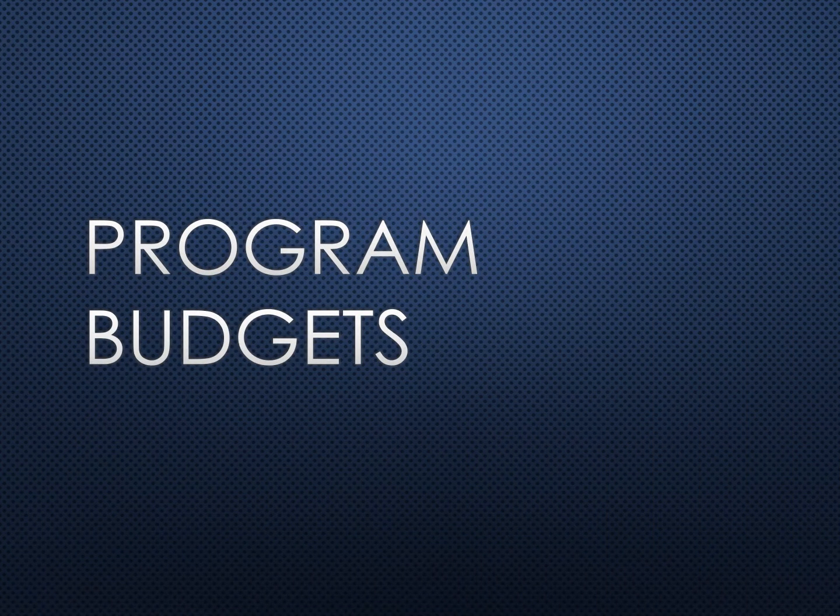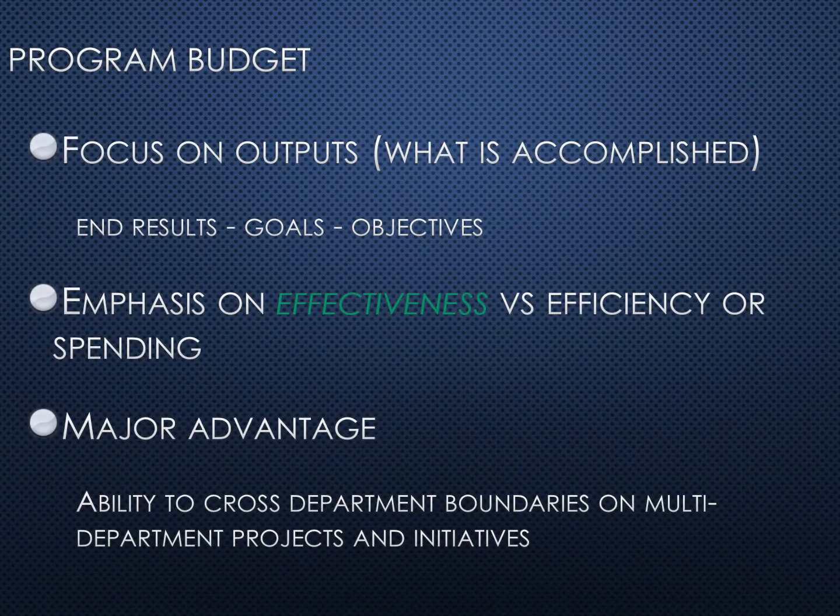Next, let's talk about program budgets. Program budgets focus on outputs. So, what is accomplished? What's the end result? How did we achieve our goals and our objectives? The emphasis is also on the effectiveness versus the efficiency or spending. A major advantage is its ability to cross department boundaries on multi-department projects and initiatives. So we don't have the line item budget where it's pigeonholed as much.